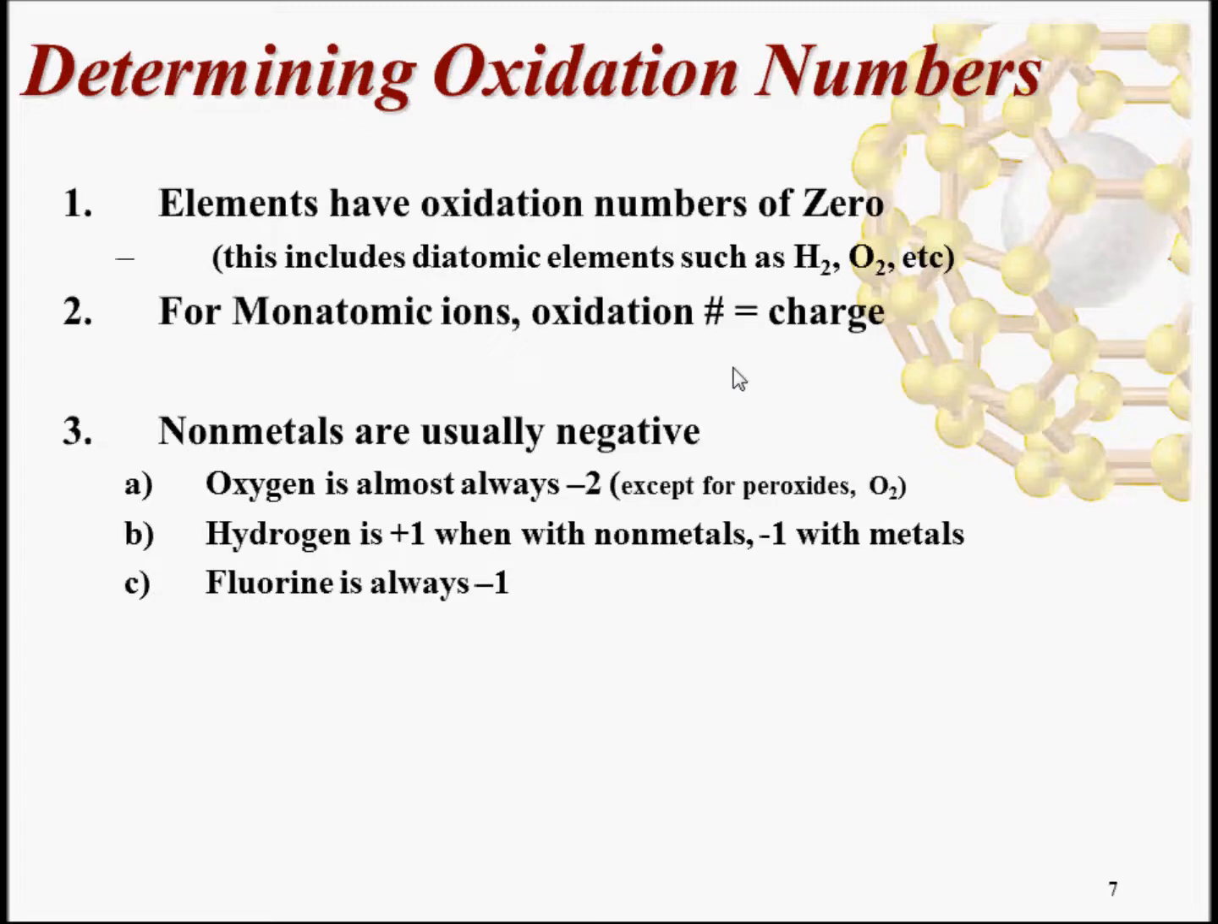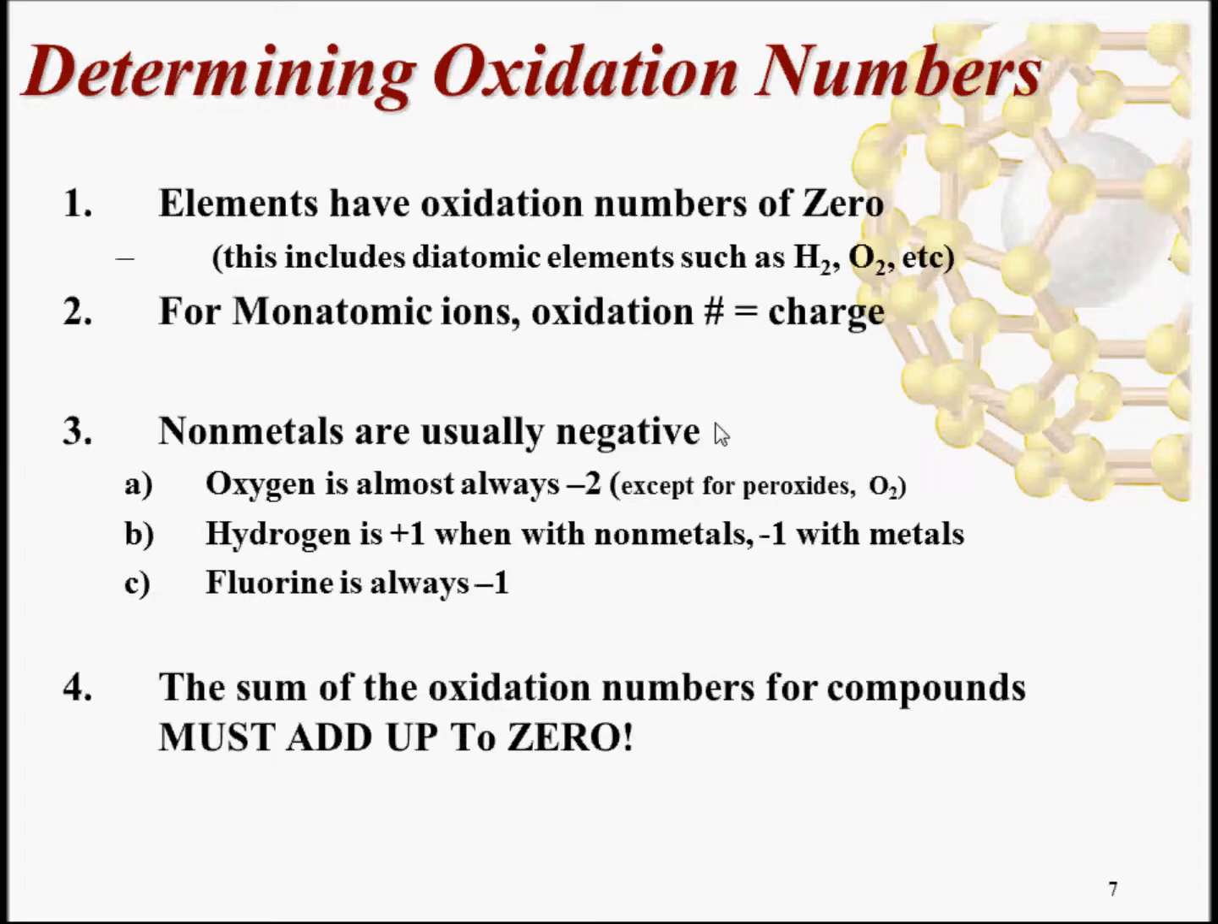Also remember that since we are making compounds, the charge on a compound always adds up to 0. The same thing is true when you add up the oxidation numbers for any compound. They should all add up to 0. If you have an ion, then when you add up your oxidation numbers, they should add up to whatever the charge on that ion is.